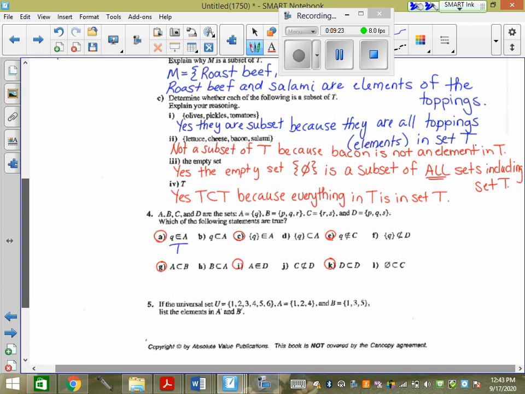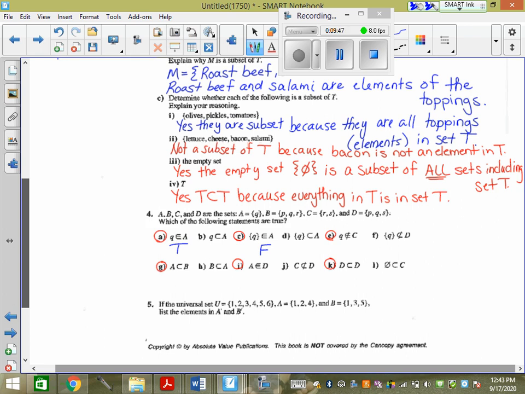C: the set Q is an element of A. Is the set Q an element of A? No, up here it says A equals set Q. So how could set Q be an element of A? Set Q equals A. So this is false. Without the squiggly brackets, Q is an element of A. That is true. But the set Q is not an element of A. It's a set. But it equals.